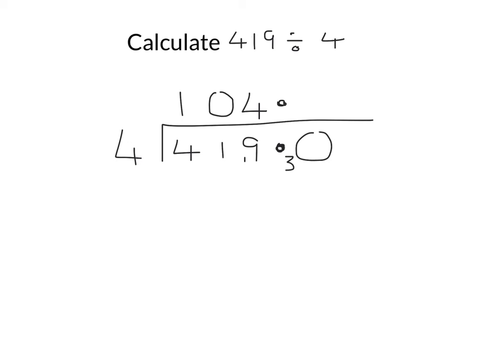4 into 30 goes 7 times, with 2 left over. So I need to introduce another decimal point with my 2 left over. 4 into 20 goes 5 times. 419 divided by 4 is 104.75.